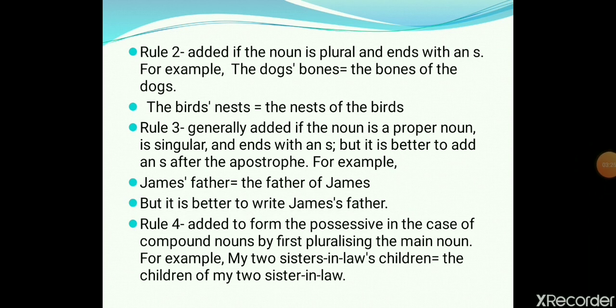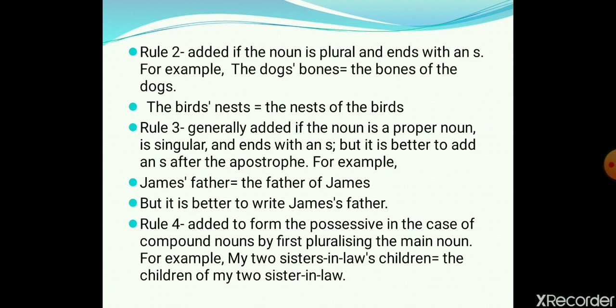Now let's see rule 2. Rule 2 says that an apostrophe is added if the noun is plural and ends with an S. For example, the dogs' bones. Here we are saying the bones of the dogs. We are saying that the bones belong to the dogs, right? And dogs here is a plural noun. If I had said dog, that would be a singular noun, right? If I say like this, the dog's bone, here dog is a singular noun, so I would place the apostrophe before S.